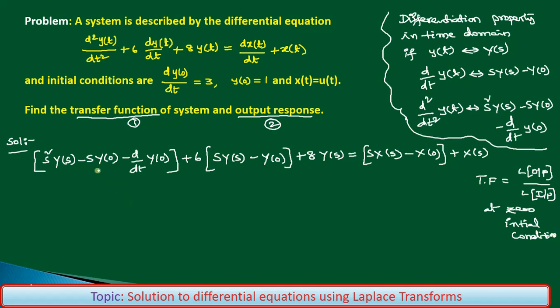So in the above equation, we have some initial conditions: y of 0 and d by dt of y of 0, and here y of 0 and x of 0. These are all initial conditions. So to find the transfer function, we neglect all initial conditions.